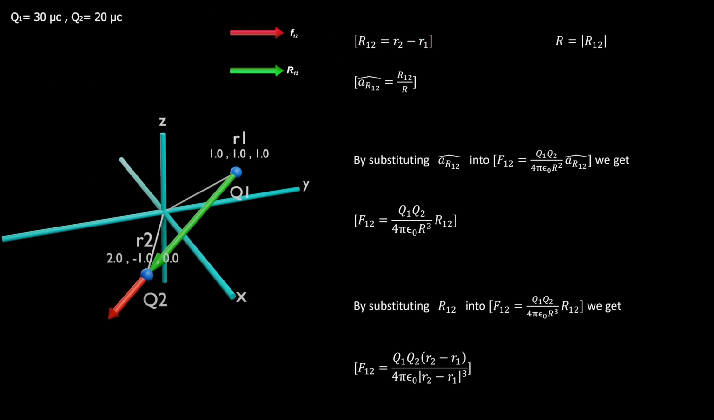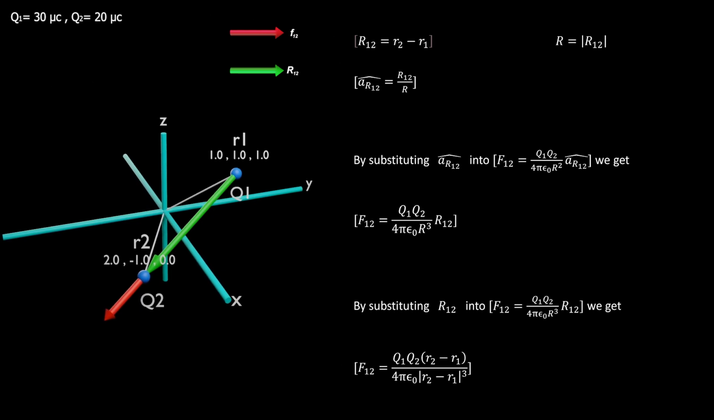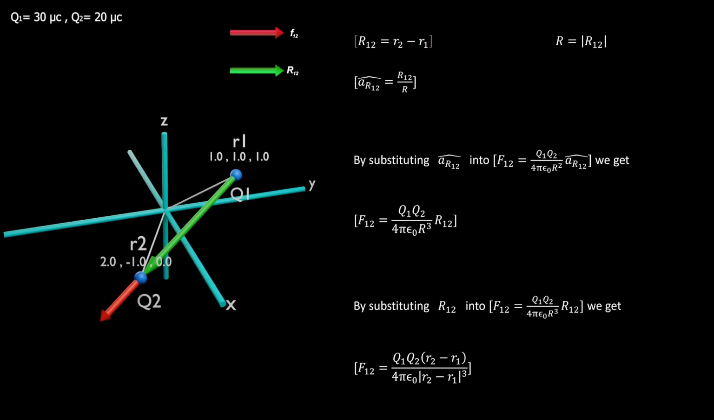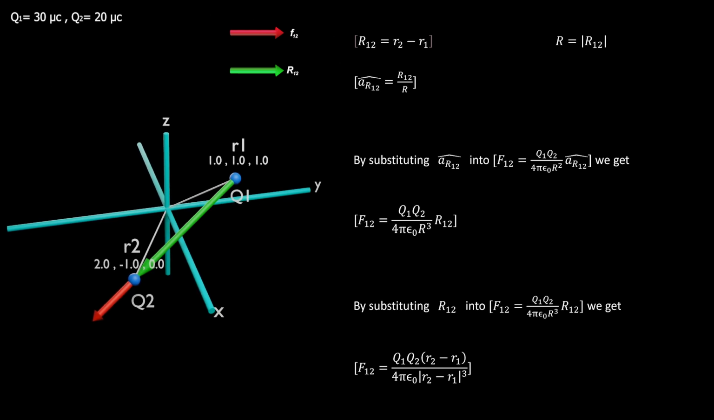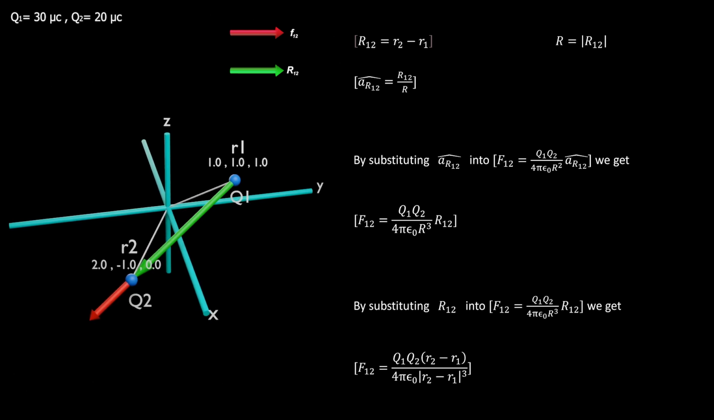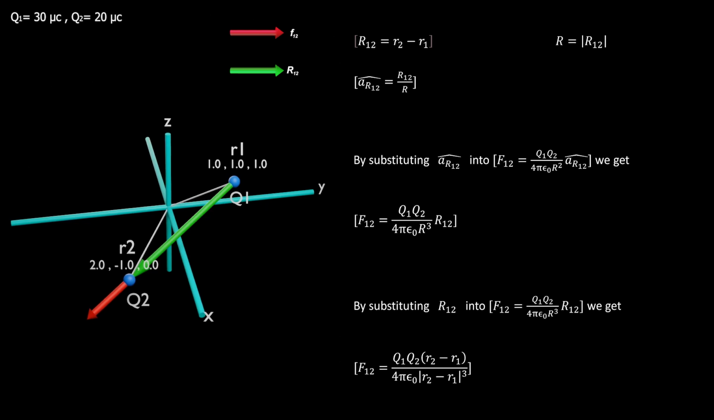Now F12 is equal to Q1 Q2 divided by 4 pi epsilon naught R squared times the unit vector AR12. Now we substitute AR12 equal to R12 divided by R into F12, and we substitute R12 equal to R2 minus R1 into F12.